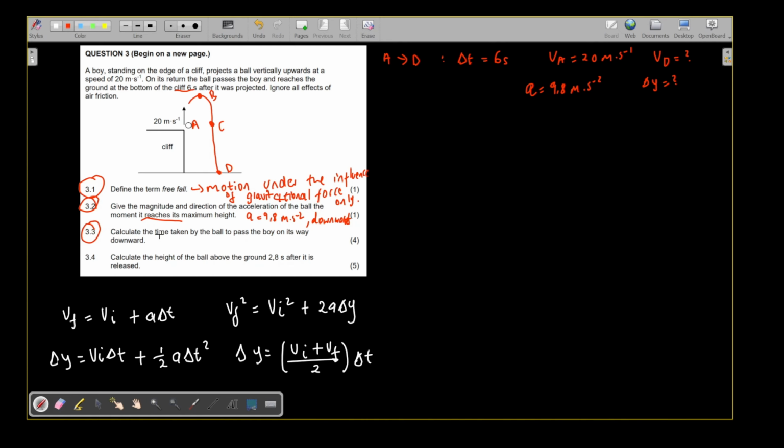Now 3.3, calculate the time taken by the ball to pass the boy on its way down. It's becoming a tongue twister, guys. Wow, so many B's there. We need the time taken by the ball to pass the boy, meaning we need to know how long it took to reach C, because that is when it is passing the boy at C, isn't it? That is when it is passing the boy on its way down. So we need to know the time from A to C.